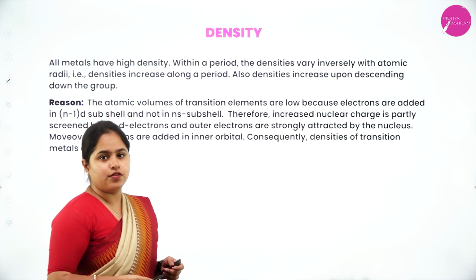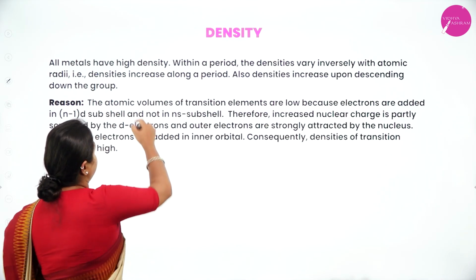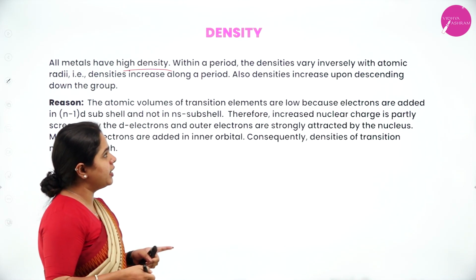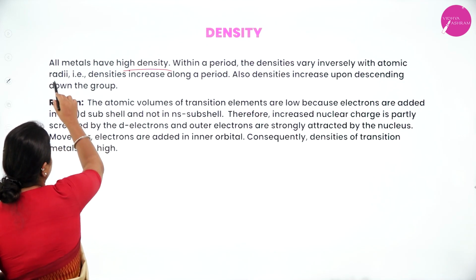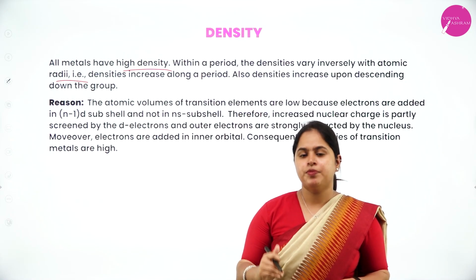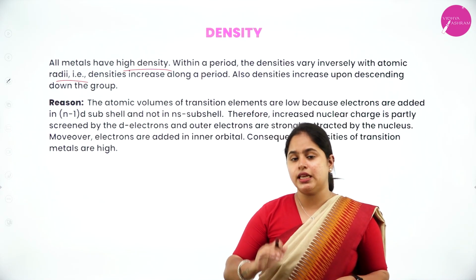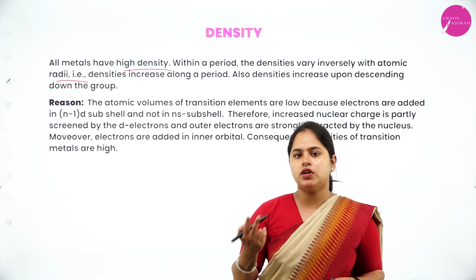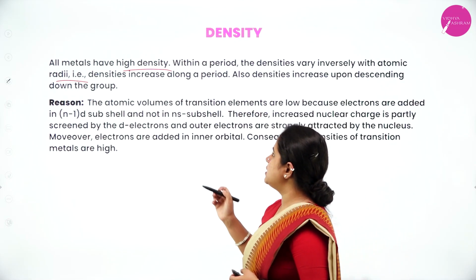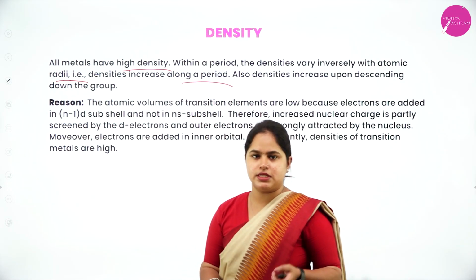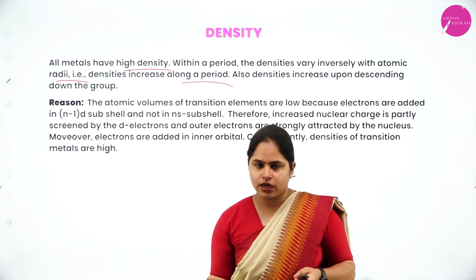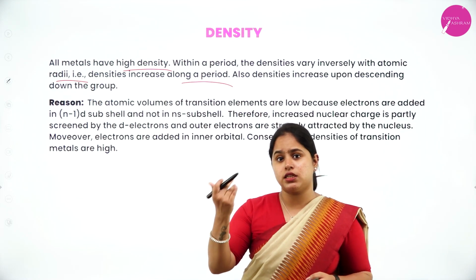Now, moving on to the third one, that is density. All metals have high density. D block elements are metals, so they have high density. Within a period, the densities vary inversely with atomic radii. When the atomic number is increasing, atomic radii will decrease, and when the atomic radii is decreasing, the density should increase. So it is inversely proportional. Densities increase along a period. Just now we discussed that when we move from left to right along a period, the atomic radii should decrease. Because of that, the density will increase.